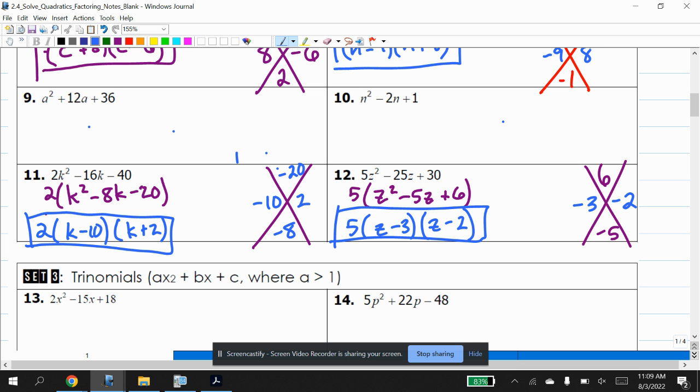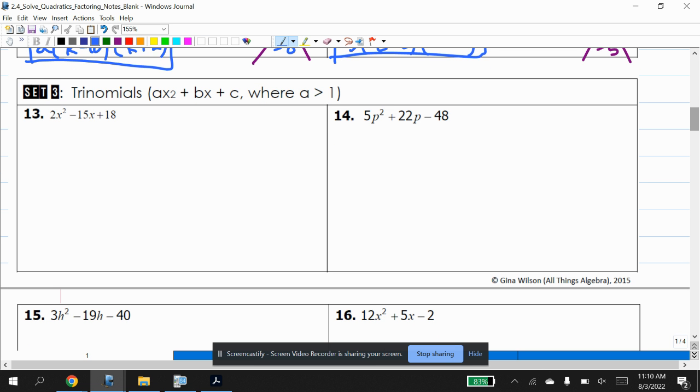All right. Now, that gets us through a being a leading coefficient of 1, factoring trinomials using the x method. Let's look at the ones where you don't have a 1 in front. You have another number. Don't forget, first step is always look for what? GCF. If there is one, pull that out first, and then do any other kind of factor you can. With these, like number 13, you have 2x squared minus 15x plus 18. Is there a GCF on that one? No.